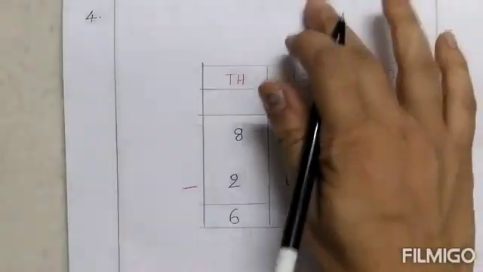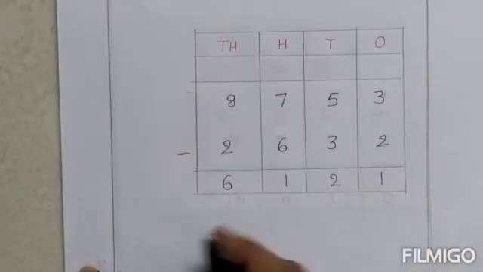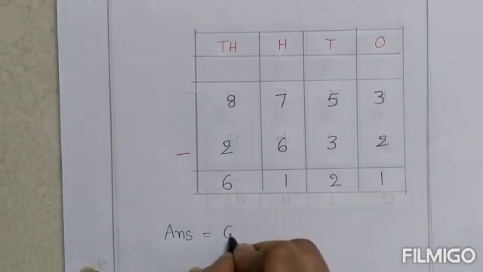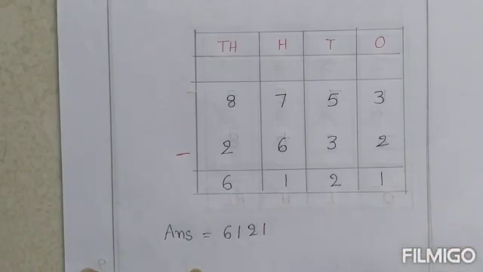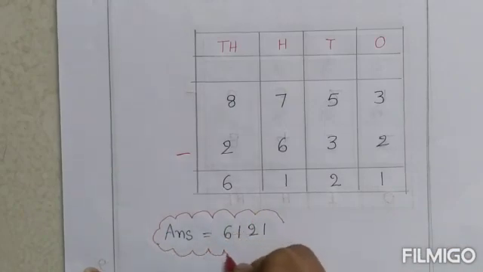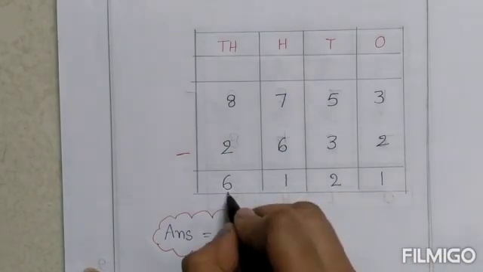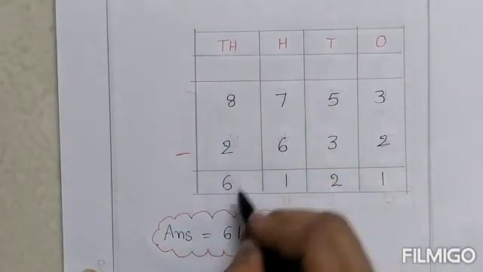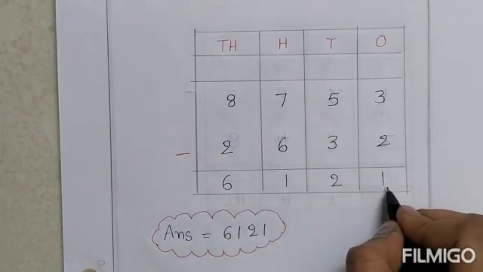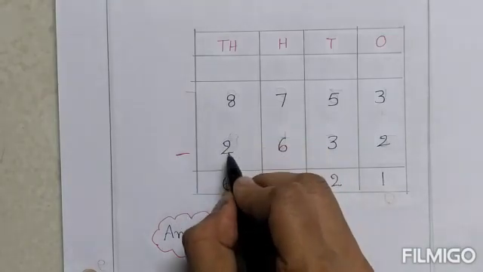6. And after that you have to write answer is equal to 6121. Take a red pencil and make a cloud, and whatever the answer, what we will call it as difference. This is the difference of these two numbers. 6121 is the difference of these two numbers.